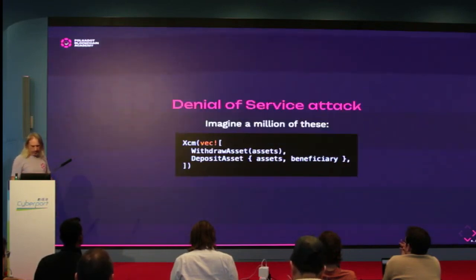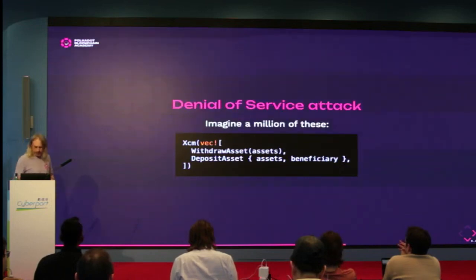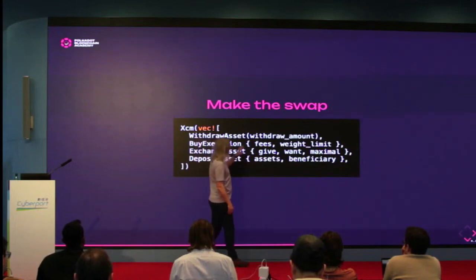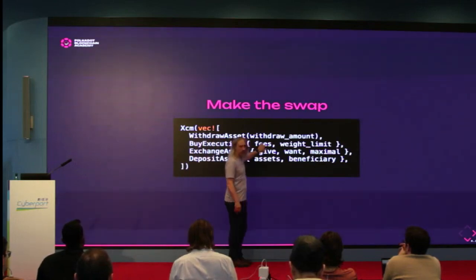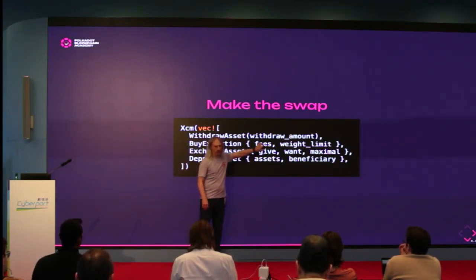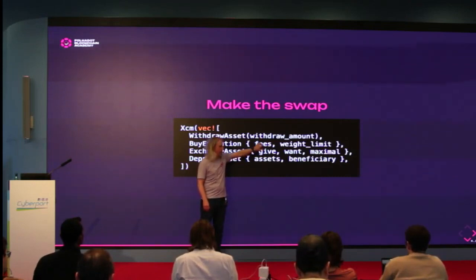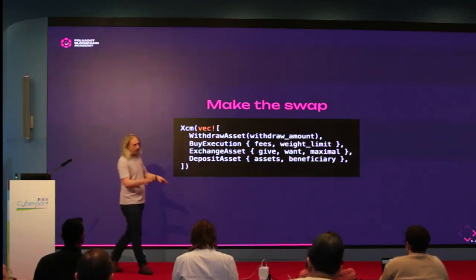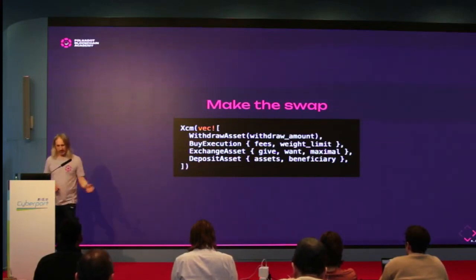So, I mentioned yesterday, what buy execution does basically is it burns fees from the holding register. It doesn't do anything else. If you look at how it's implemented, that's all it does. And I said there was a piece missing. Well, this is the piece.